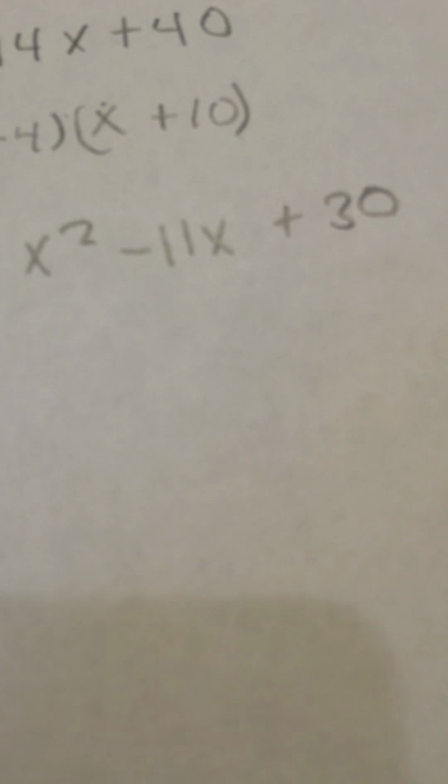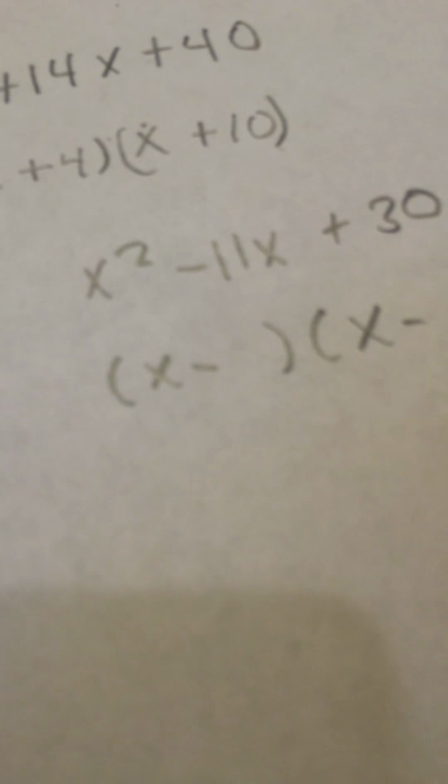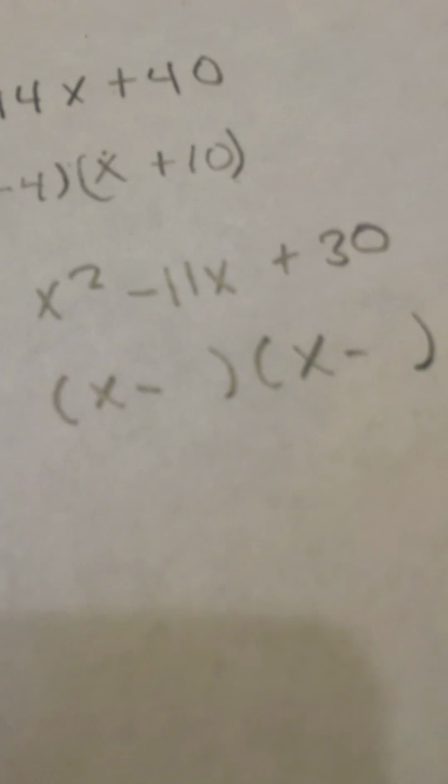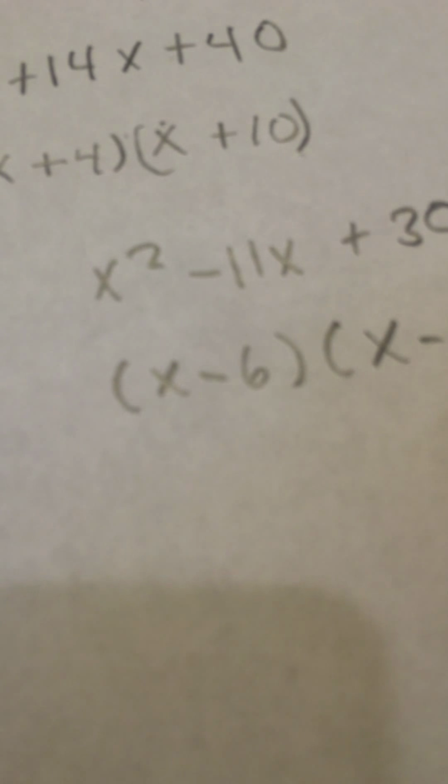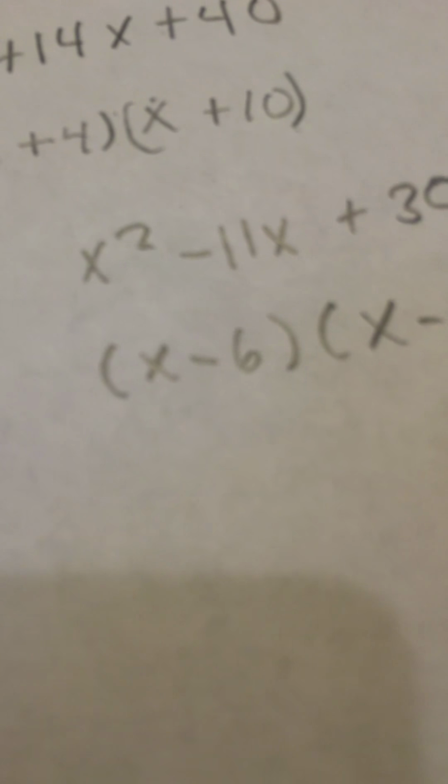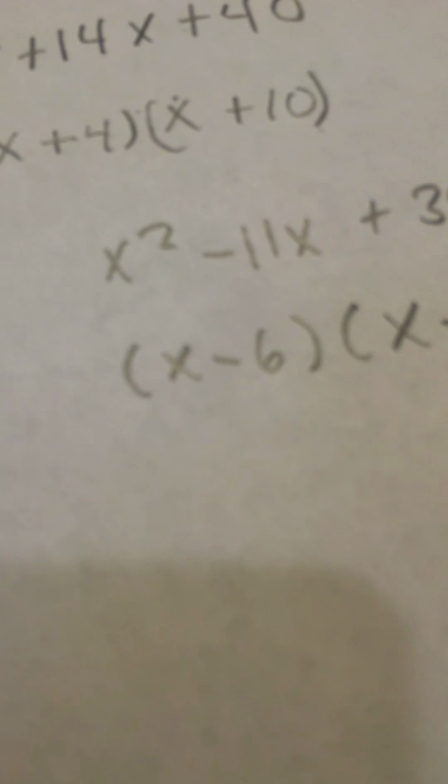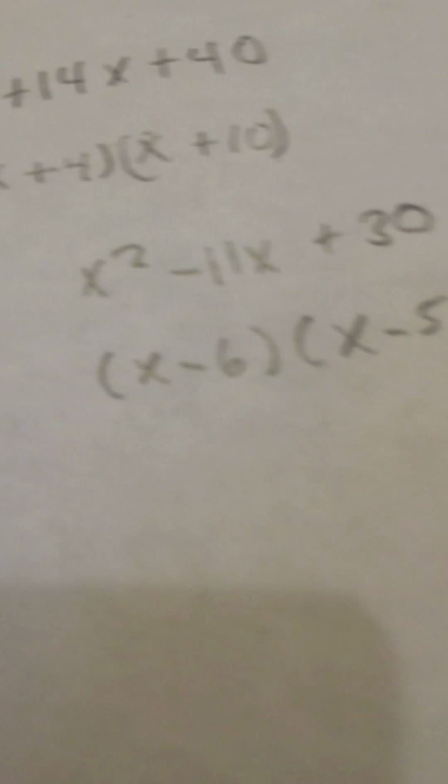Another example would be x squared minus 11x plus 30. You see that it's positive, so you look at this number and see if it's going to be a negative number. And in this case, it's going to be two negative numbers in your factors. So x minus a number, x minus another number. In this case, it would be negative 6 and negative 5, because negative 6 times negative 5 equals 30, and negative 6 plus negative 5 equals negative 11.